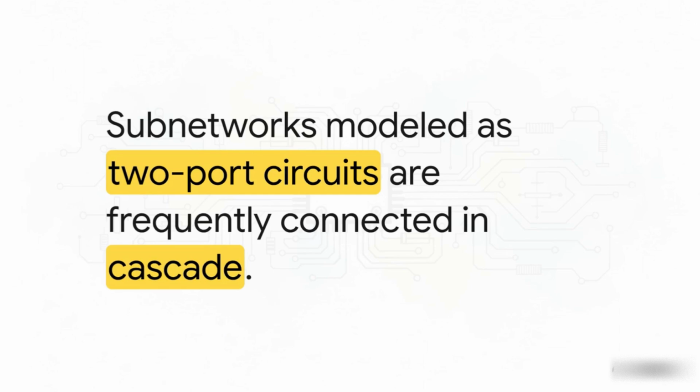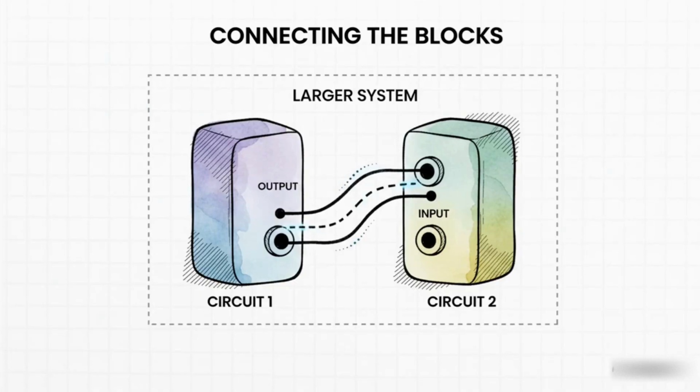Now, what if we have a second one? Each is a known quantity, a predictable little building block, all ready to go. The real power here isn't just in analyzing one box, but in understanding how they combine to create something much more complex. So let's do just that. We can connect them in what's called cascade. All that means is the output of the first one feeds directly into the input of the second one. It's just a chain. And this simple chain is the fundamental structure for everything from multi-stage amplifiers to massive communication networks.